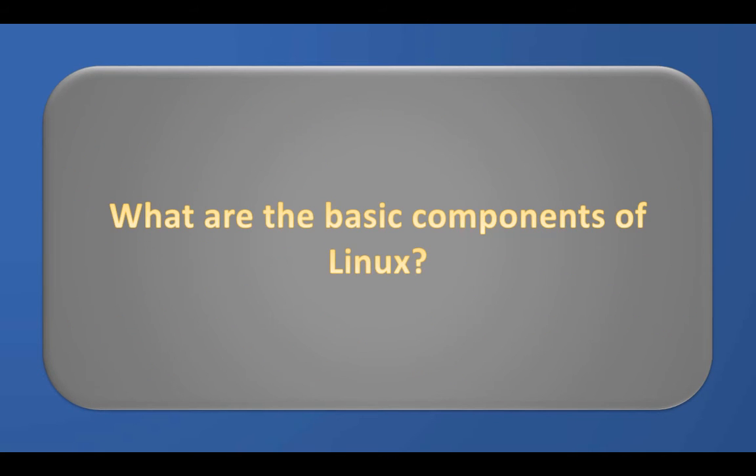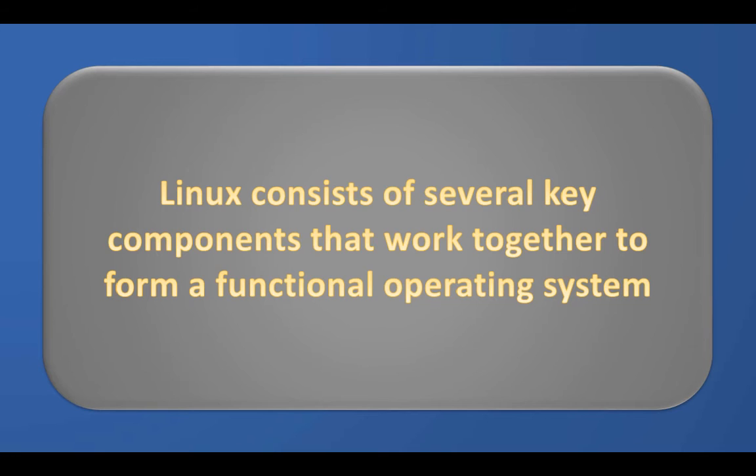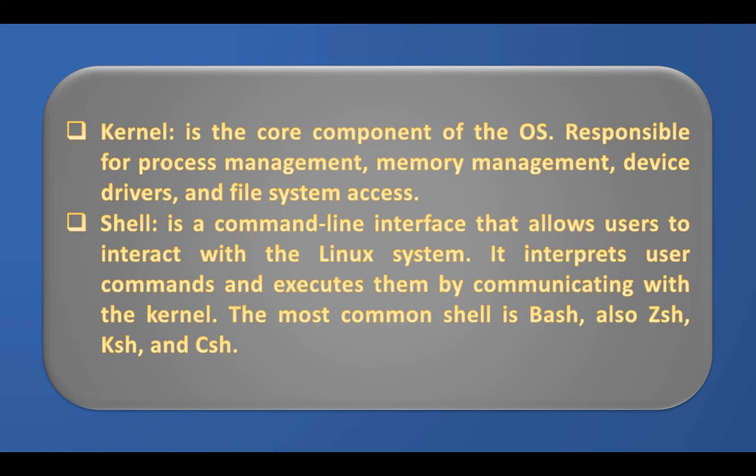What are the basic components of Linux? Linux consists of several key components that work together to form a functional operating system. The kernel is a core component of the OS, responsible for process management, memory management, device drivers, and file system access, all that I mentioned earlier.